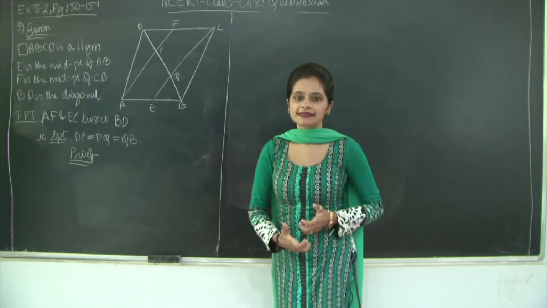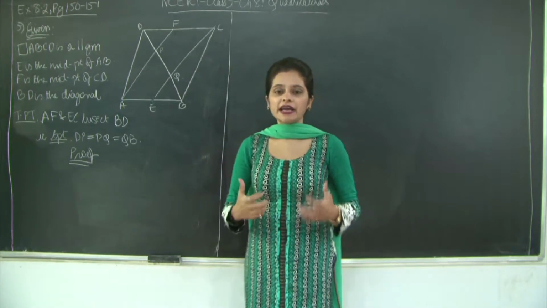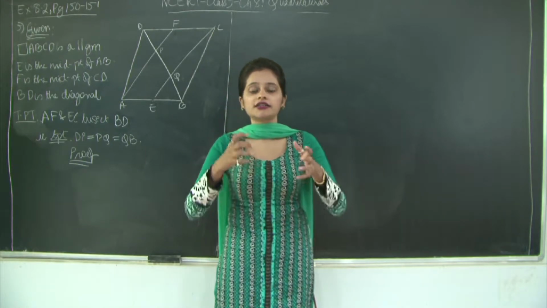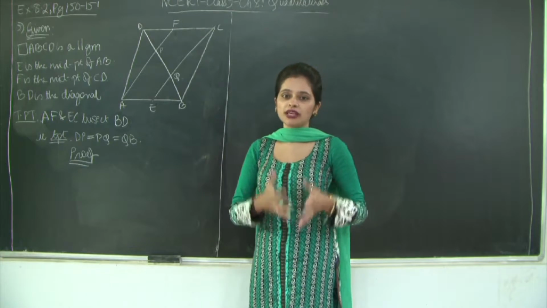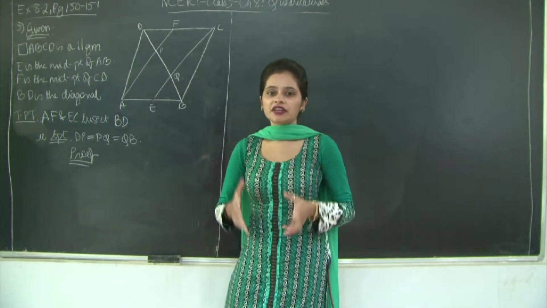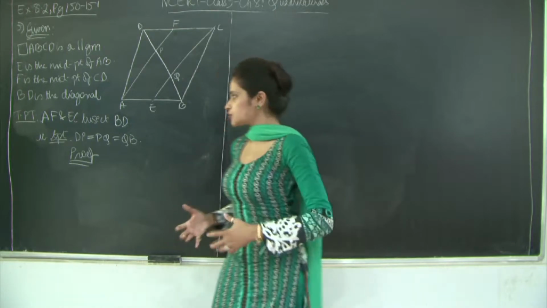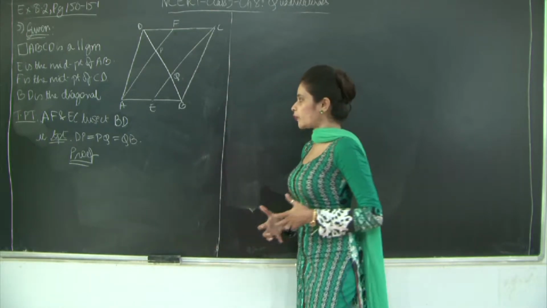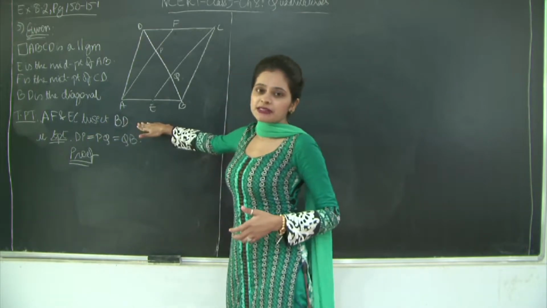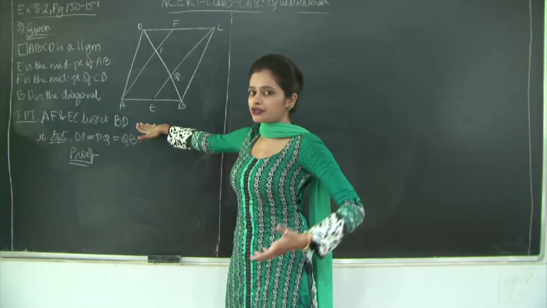So, when you say bisect, what does it mean? Bi means two and sect means section. That means you are dividing something into two equal sections. Similarly, trisection would mean dividing something into three equal parts. So, three and equal are very important here. So, when you trisect BD, that means BD is getting divided into three equal parts.